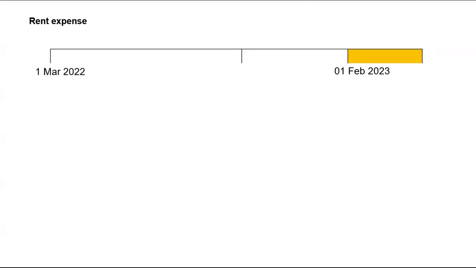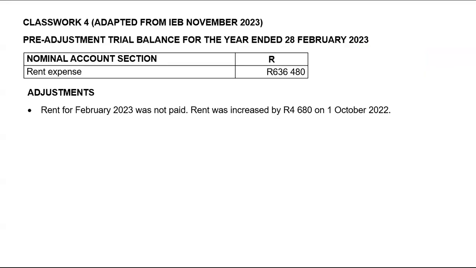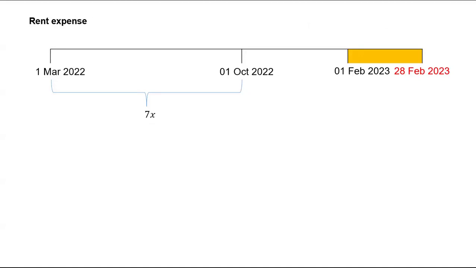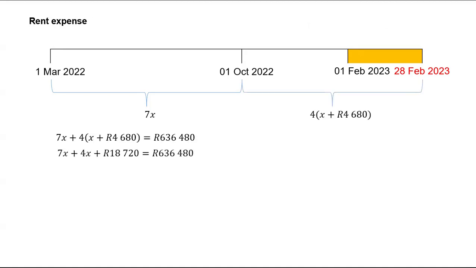You draw the financial year and you check when the increase happened, which is in October. So it was x before October. After October, it was x plus 4,680, for October, November, December, January, which is 4 months. So it'll be 4 times x plus 4,680, which will give us 636,480. Then to solve for x here, you'll end up dividing by 11, which will be 56,160. This is before the increase.